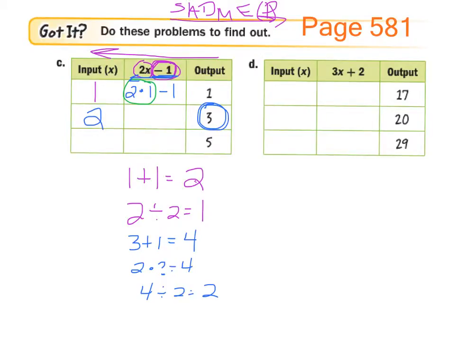So let's see if our work is right. Is 2 times 2 minus 1 3? It sure is, because 2 times 2 is 4. 4 take away 1 is 3.